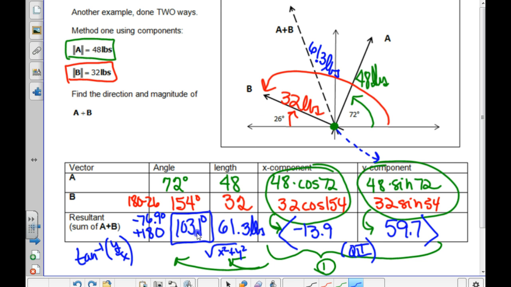If we took 90 off of this, we'd have 13.1. That means this angle in here is 13.1, so if it was a directional bearing, it would be 360 minus 13.1. There's other ways you can get there, but that's the one that makes the most sense to me. We're not doing a bearing question, so let's not get sidetracked here.